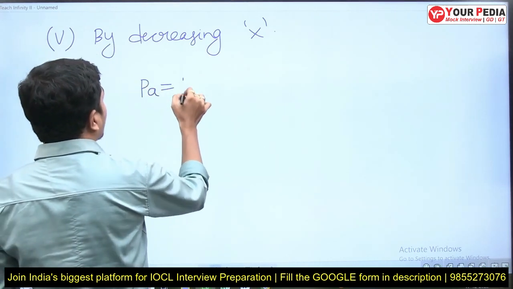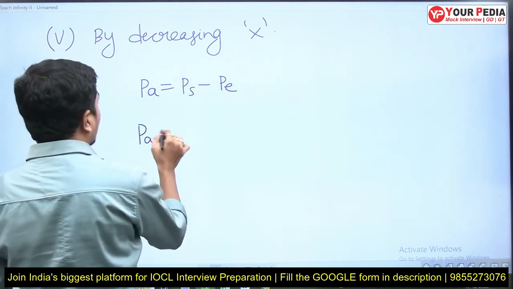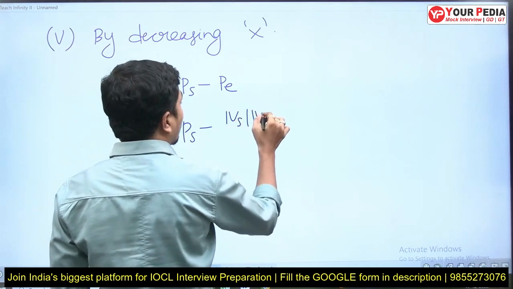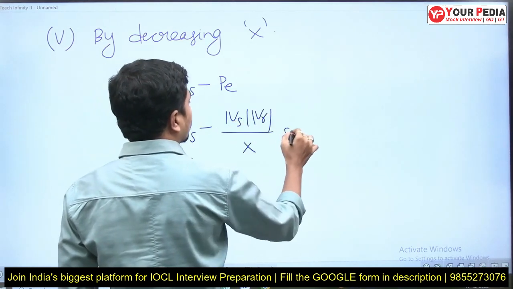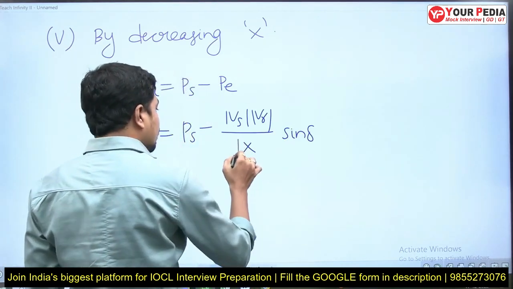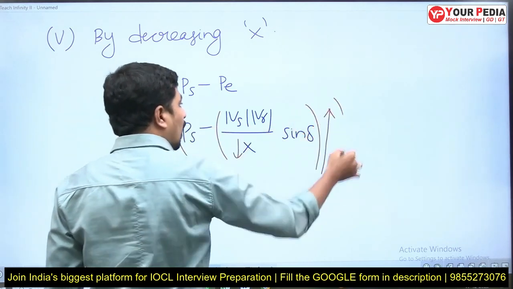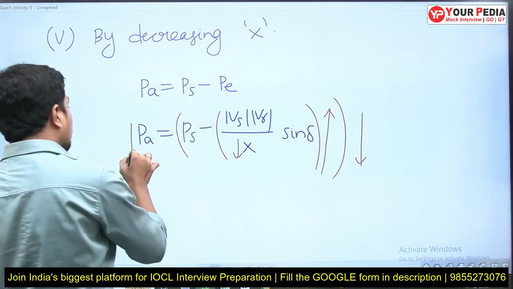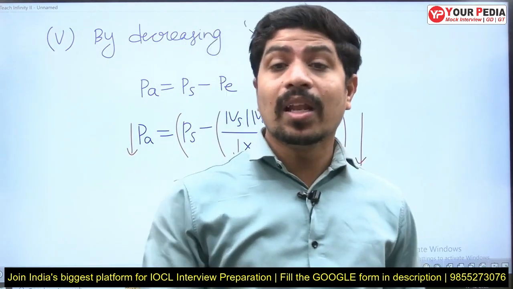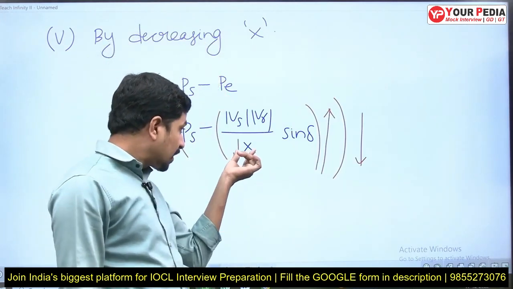PA is equal to PS minus PE. Let me write it: PA is equal to PS minus PE, which is |Vs||Vr|/X into sin delta. Observe, if reactance decreases, then this total will increase, and then PA will decrease. If acceleration power decreases, then yes, stability will improve. Transient stability will improve by decreasing this reactance.